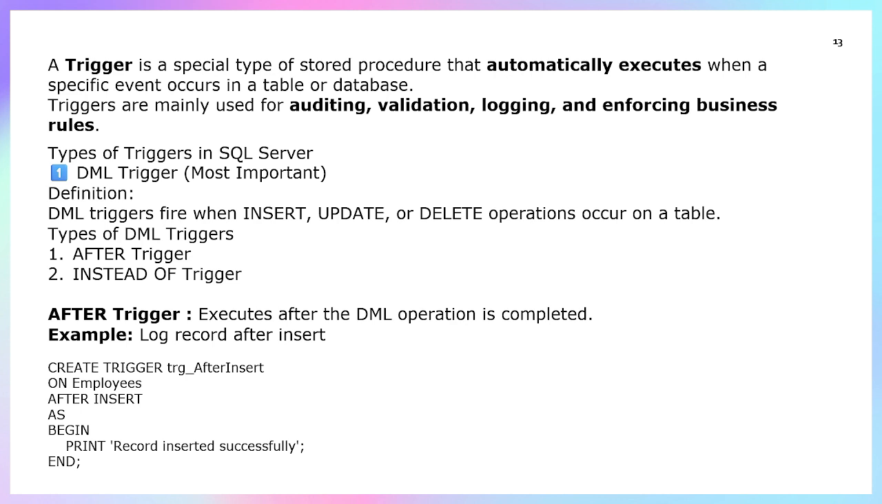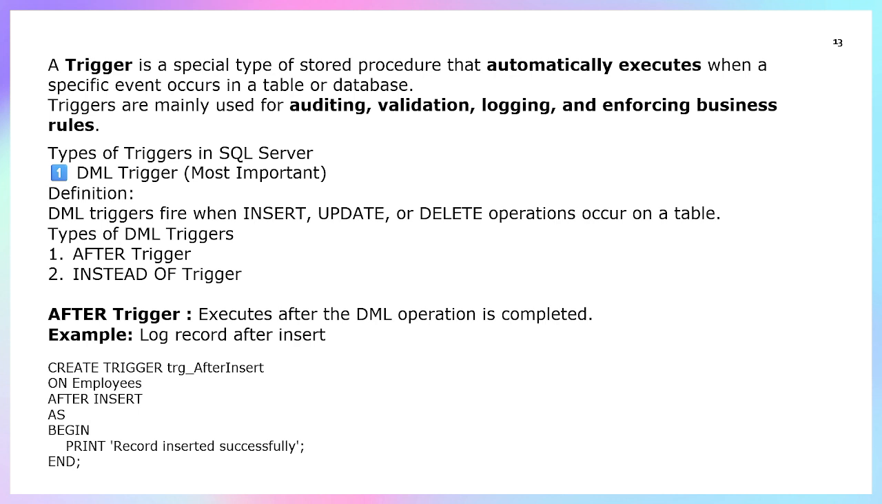Stored procedure. What is a stored procedure? A stored procedure is a set of SQL queries which is pre-compiled and stored in the database. So this is a stored procedure. Now, a trigger is a special type of stored procedure which executes when a specific event occurs. What is the specific event? A specific event means maybe an insert, update, or delete operation occurs, or a logout.